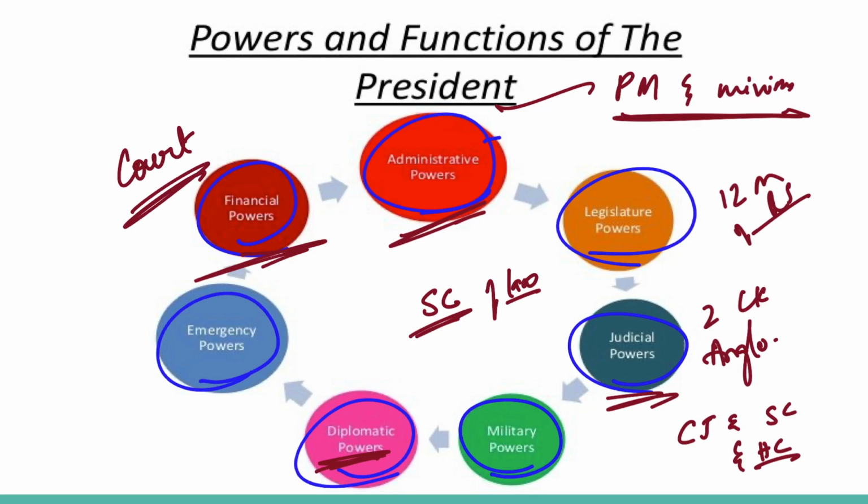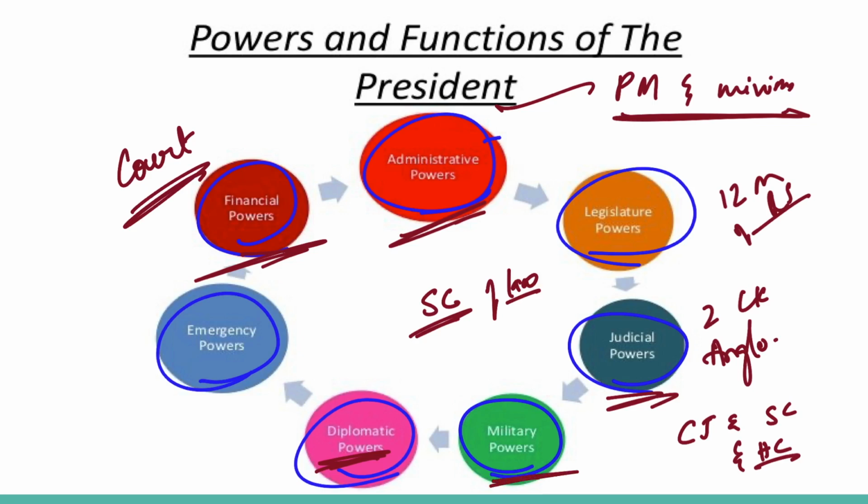Diplomatic powers. The international treaties and agreements are arranged and concluded on behalf of the President. But still the agreements and treaties should be approved by the Parliament. President represents India in international forums and affairs, and sends and receives diplomats like ambassadors, high commissioners and so on.